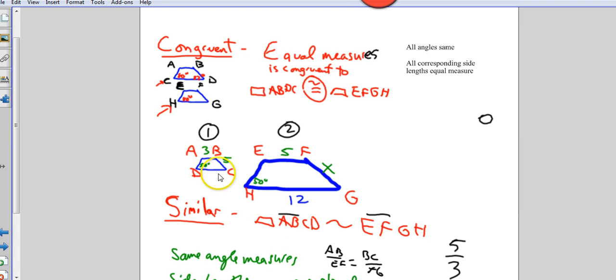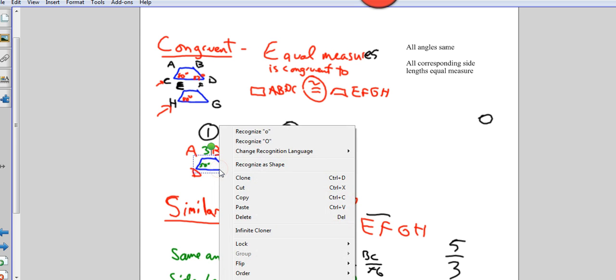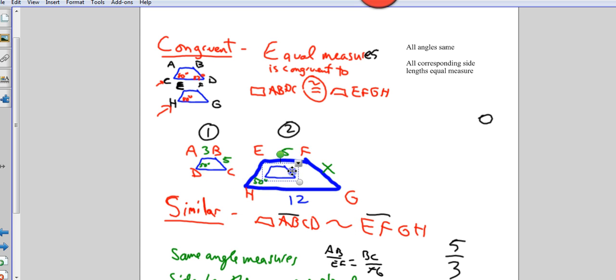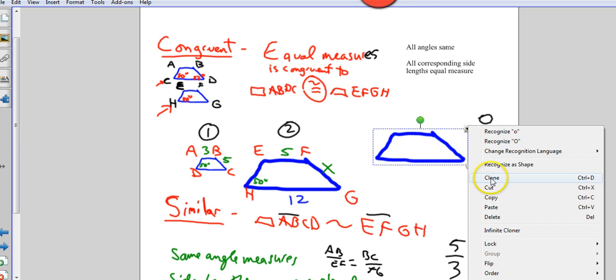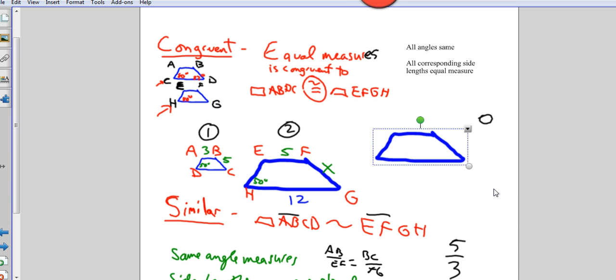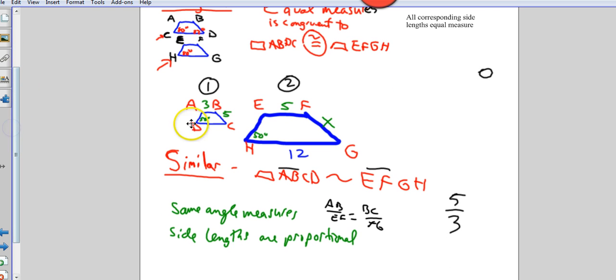So with ABDC, all I did is I cloned it, brought it over here, and made it whatever size I made it. It is the same, I just enlarged the shape. It's an exact copy, but it's enlarged by some factor. We call that the scale factor. The scale factor is the ratio of the corresponding side of the second figure, the new figure, compared to the corresponding side of the first figure.